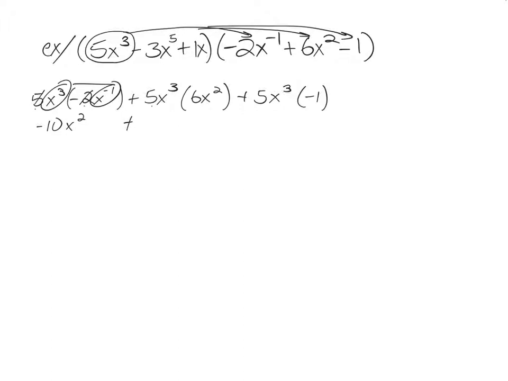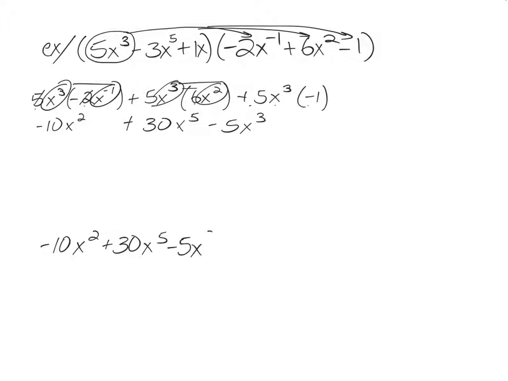Let's see, plus 5 times 6 is 30. X to the third power times x squared. If we add those together, x to the fifth power. And that's exactly what I was doing in the last example. So here we have 5 times negative 1 is negative 5. X cubed, yep, that's it, x cubed. So the first bit of this answer would be negative 10x squared plus 30 x to the fifth minus 5x cubed. So now we can jump to the next term.